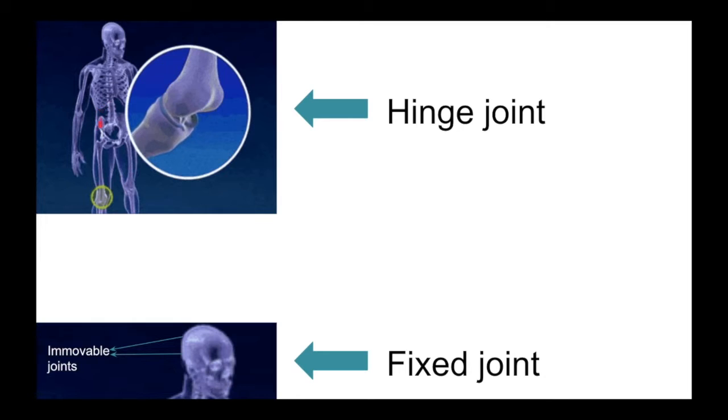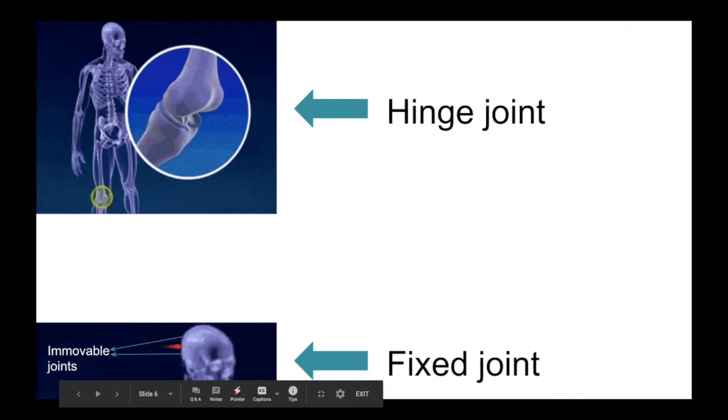Hinge joint. Here this illustration gives the enlarged view of this particular knee bone. It allows the movement only towards one plane. It moves backward and not towards forward. So this forward movement is not possible in the leg. Only the backward fold is possible.